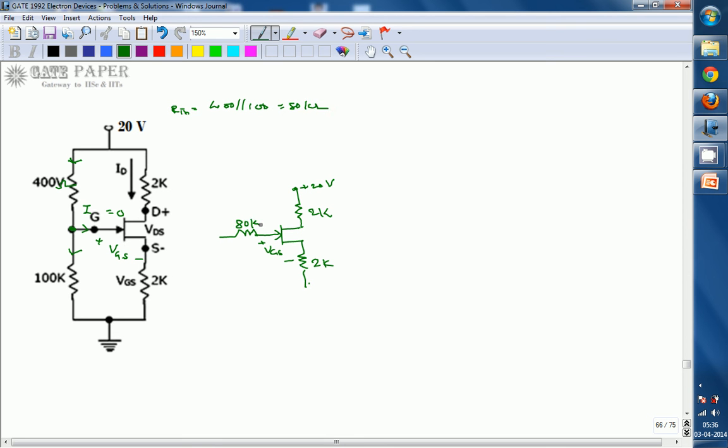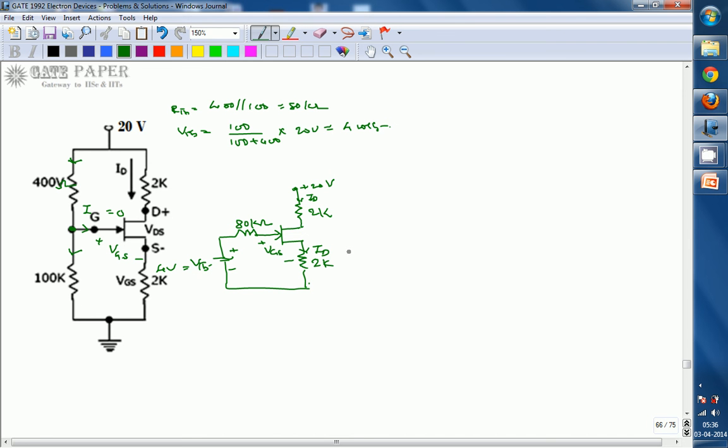So this becomes 80 kilo ohms, and the voltage here is VTH. VTH is equal to 100 divided by 100 plus 400, into 20 volts, which is 4 volts. So VTH equals 4 volts. This 4 volts is applied here, plus and minus, through 80 kilo ohms, and VGS, and the current flowing through this is ID. The same drain current also flows through this resistor.